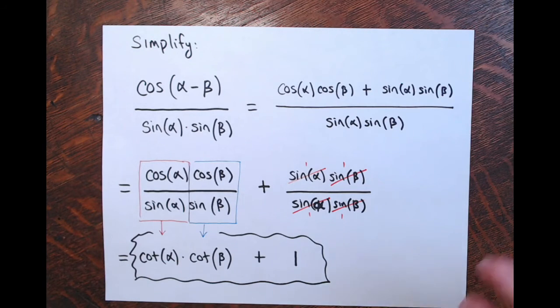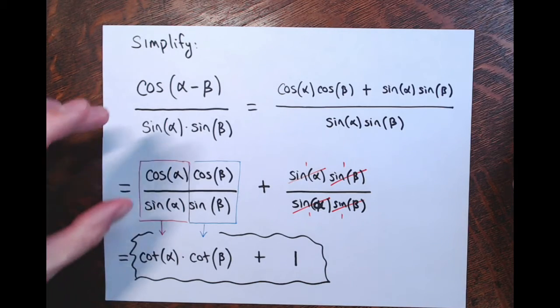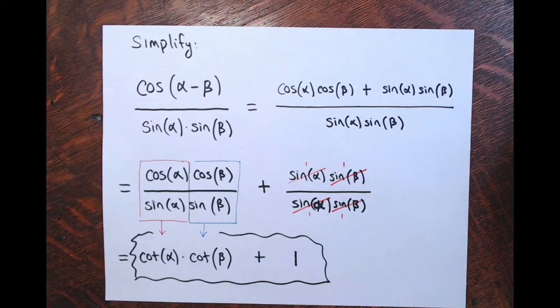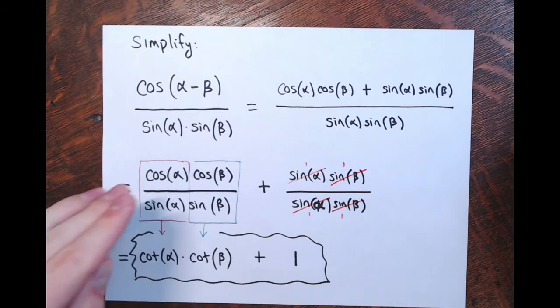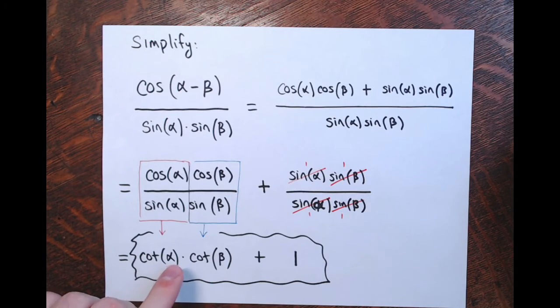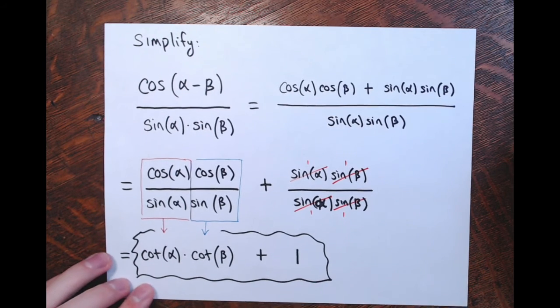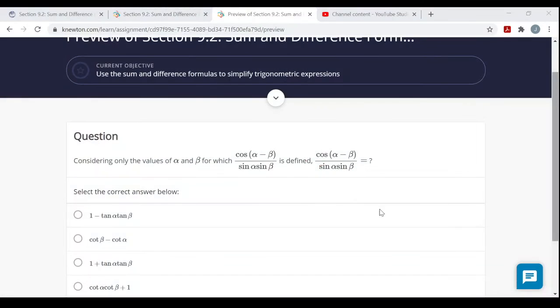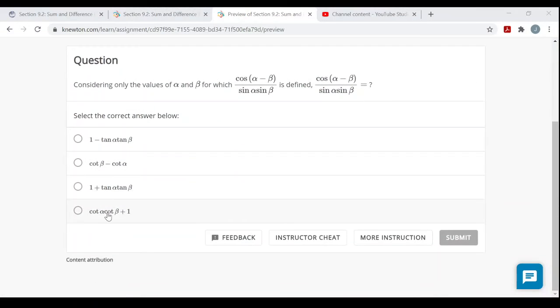And this is actually one of our options when we look back. So this cosine of alpha minus beta divided by the sine of alpha times the sine of beta is equivalent to the cotangent of alpha times the cotangent of beta plus 1. Again, as long as alpha and beta are angles that make all these things defined. So I'm back here. Which of these options is that? That's this one right here.